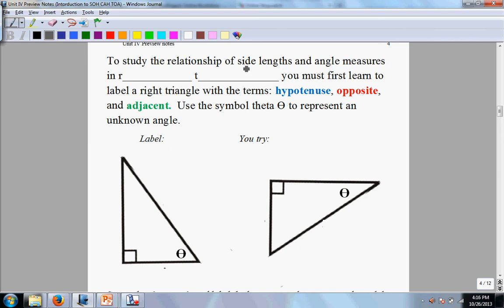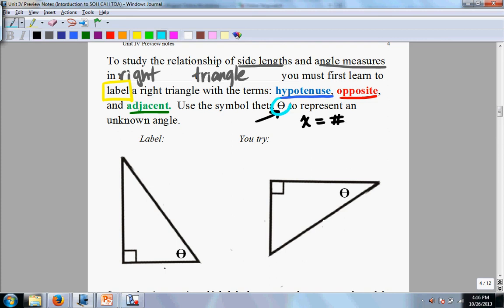To study the relationship of side lengths and angle measures in a right triangle, you must first learn to label. It's very critical that you get in the habit of labeling a right triangle with these 3 terms: a hypotenuse, the opposite side, and the adjacent side. We're going to be using this symbol called theta to represent a missing angle. Just like you use X to represent a missing number, in trigonometry, we use that symbol specifically for angles.